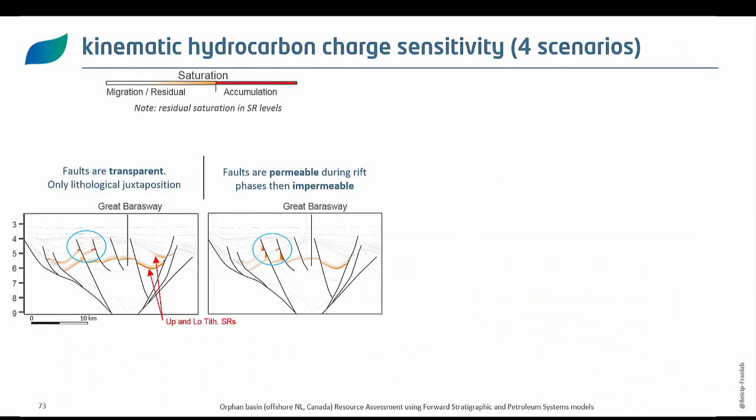We have run different scenarios with different fault behavior. As I said before, we've run the same section with transparent fault, with fully permeable fault, with fully impermeable fault, and even a combination of the two depending on the geodynamic timing. And the idea was to test the impact of this fault on the hydrocarbon migration around this dry well.